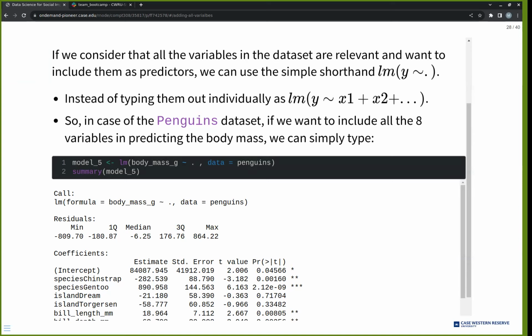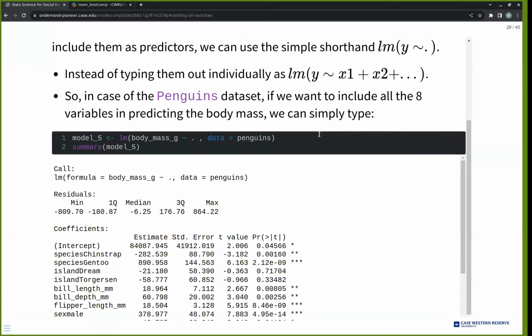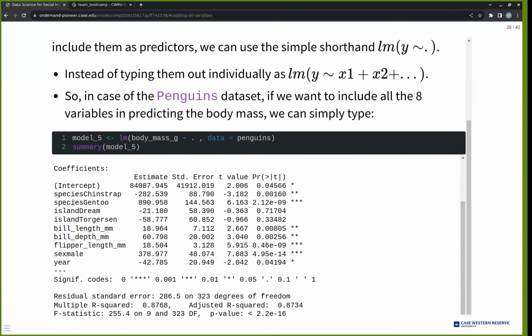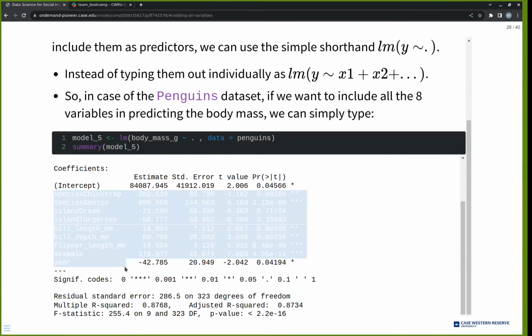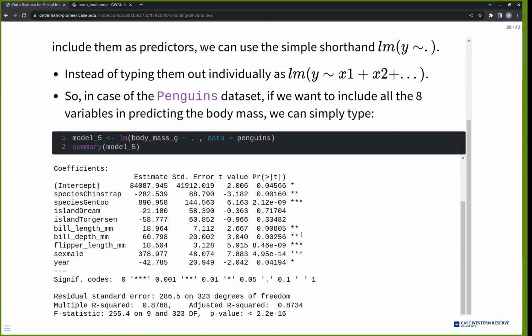So it would be very tedious to type bill length plus bill depth and everything plus plus plus. The shorthand in R is just to use a period. So body mass tilde period. Period means take all the remaining columns inside the dataset and use them as predictors. That's how model 5 is created. You print out the summary for model 5 and you see all the columns are used in predicting this.